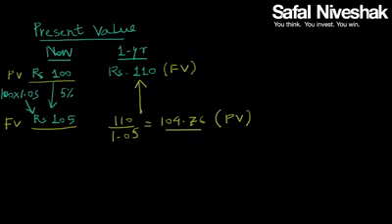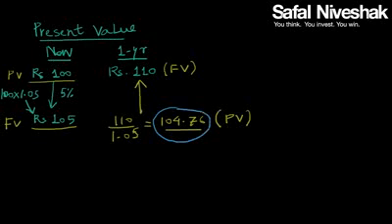Now if you see, in both the cases, the present value here is 100 rupees and the present value here is 104 rupees. Now you need to decide for yourself which is more valuable. Of course, now you'll say that 104.76 is more valuable because you know the present value of 110 rupees.